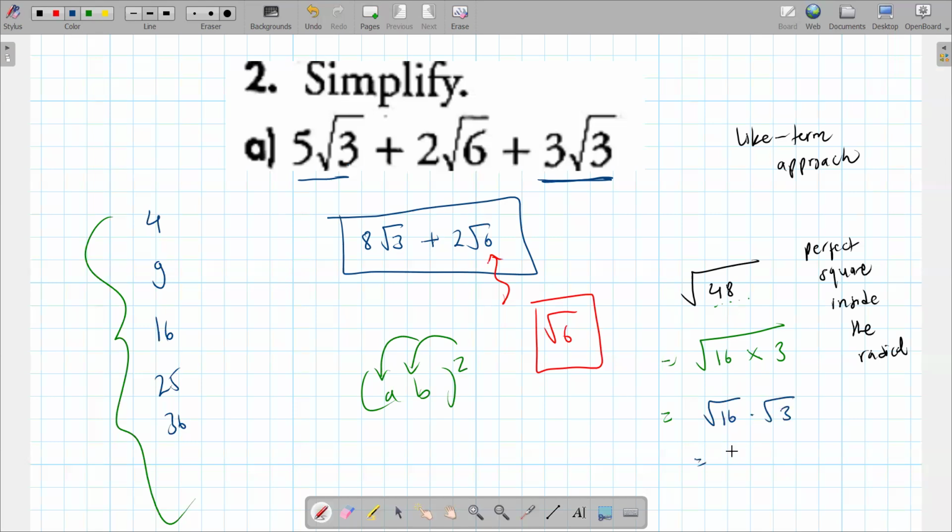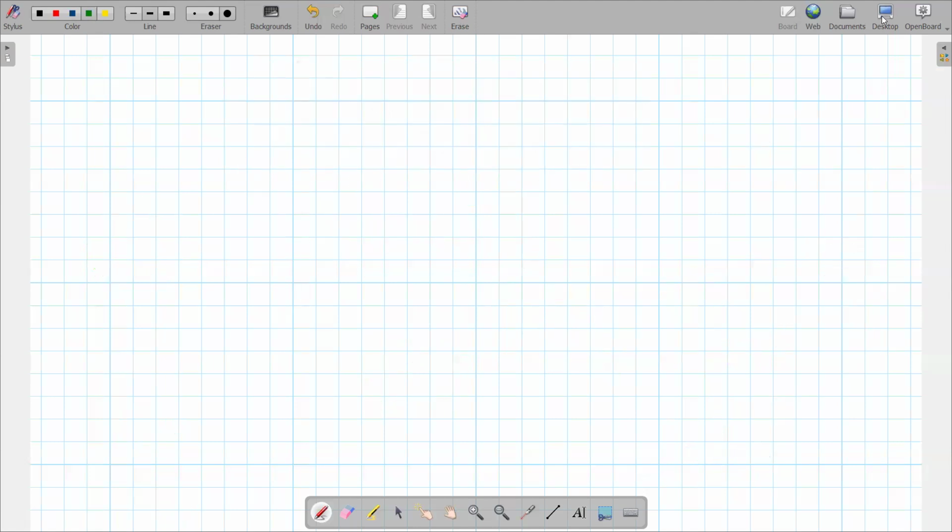And root 16 is a 4. So you'll have 4 root 3. And that's the reduced version of root 48. So that one you can reduce. But root 6 you can't reduce because the smallest perfect square we have is a 4, and 6 is not divisible by 4, right? So that's as far as you can go. So the answer to this question is just simply one step. You just combine the root 3's.